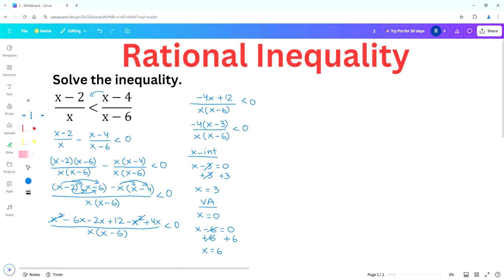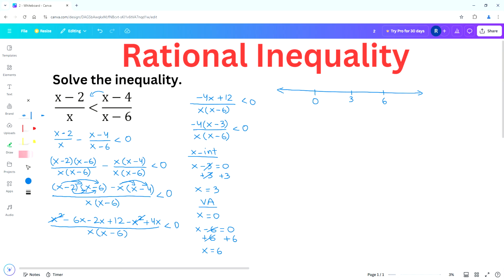Now we can use the number line method to find the solutions for the inequality. We should plot the values for x-intercept and vertical asymptotes. These three values divide the number line into four parts. We have to test the inequality in each of these intervals. We have to use a test value in each interval.